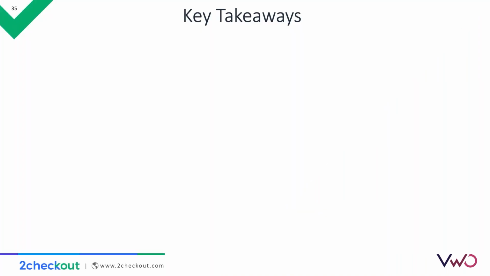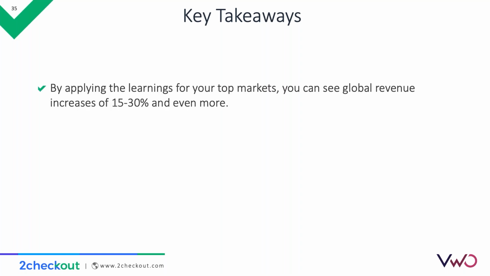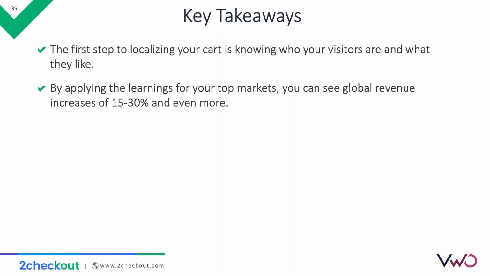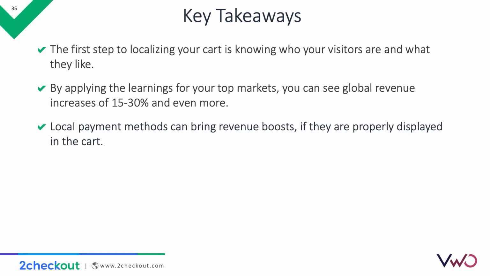First, the first step of localizing your cart is knowing who your visitors are. Once you pinpoint your top markets, you can find out what they like. Then by applying all the learnings we've discussed in your top markets, you can see global revenue increases between 15 and 30%.